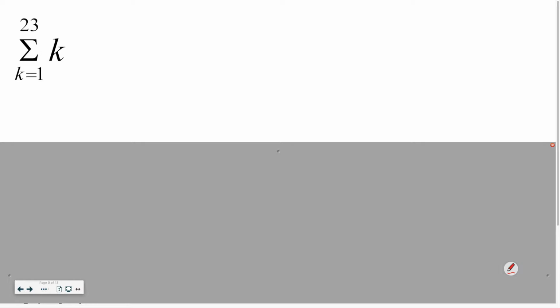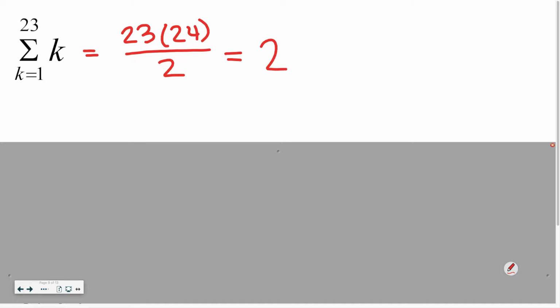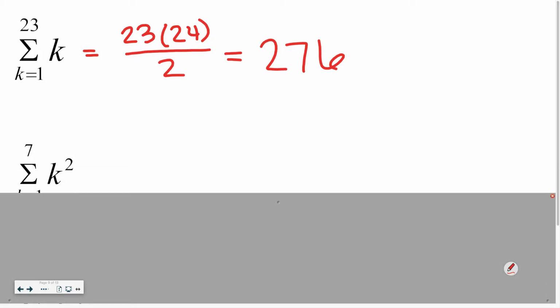Instead of saying 1 plus 2 plus 3 plus 4 plus 5 all the way to 23, we can use our shortcut of n times n plus 1 over 2. Which is what? Did that one in my head. I'm impressed. Let's see if you can do this next one in your head.